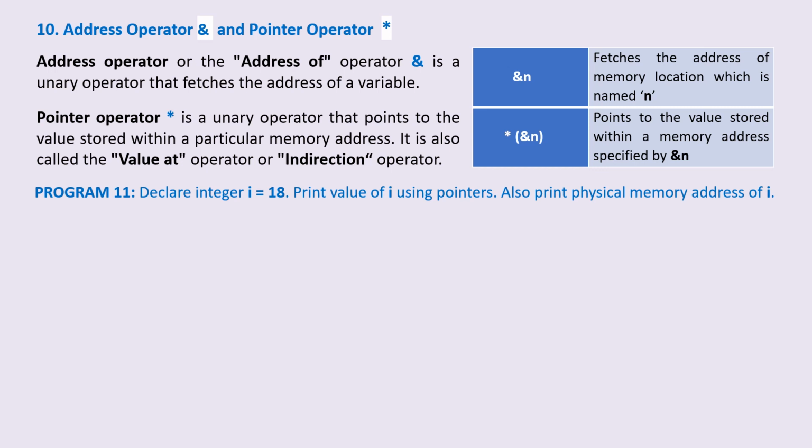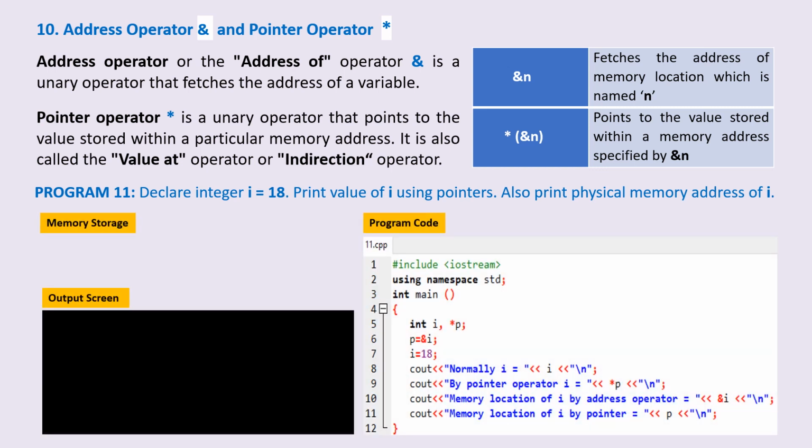So here we go. On the program visualizing panel, we have the sections for program code, memory storage, and output screen. I have named our program 11.cpp. Note that on line 2, I have declared the statement using namespace std. Hence in this program, I will be using the cout statement without specifying the scope resolution operator, double colon.